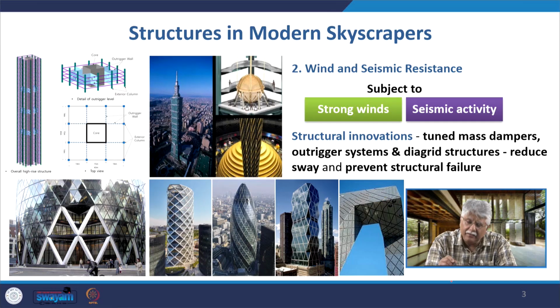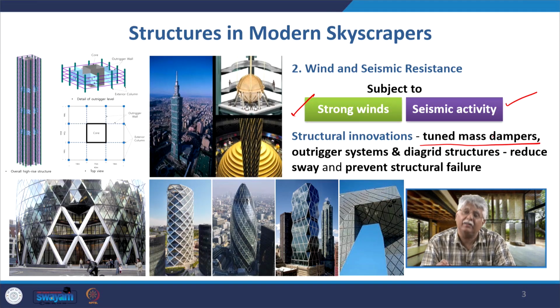Now, the second thing we look at when we design skyscrapers is wind and seismic resistance. All skyscrapers are subjected to strong winds and also to seismic activity. That depends on which region of the world the building is coming up in. Structural innovations that help us in mitigating this impact, particularly of seismic activity, are tuned mass dampers.